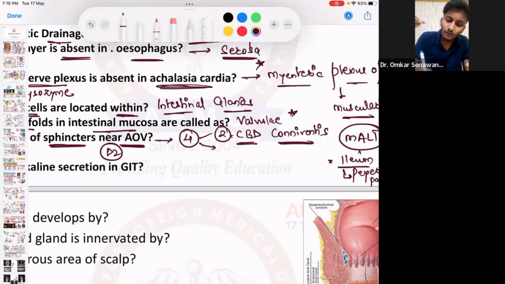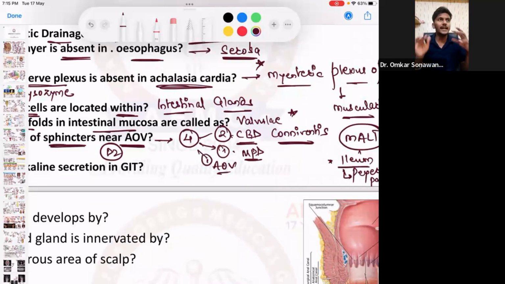Then one sphincter is in the main pancreatic duct, and another sphincter is near the neck of the ampulla of Vater. No problem, this is important.